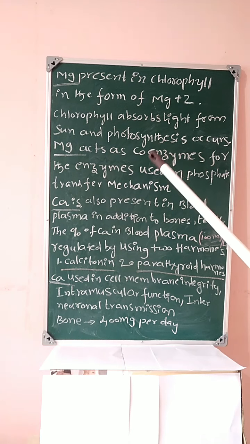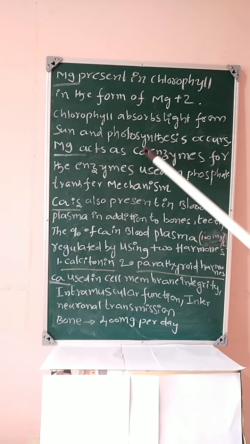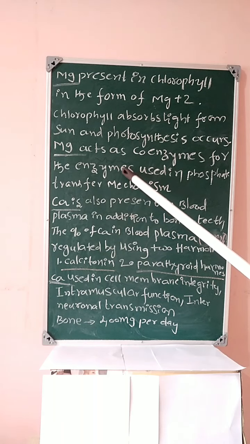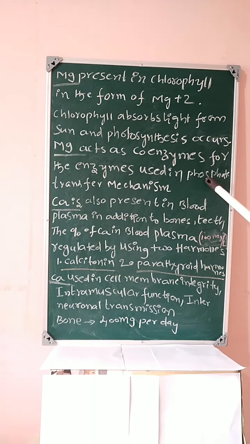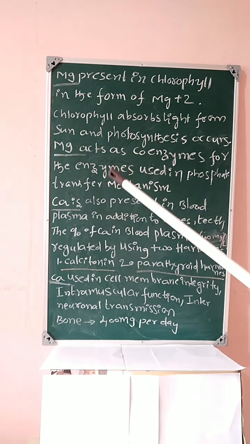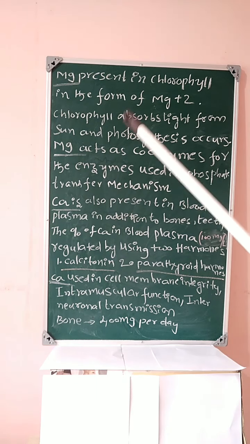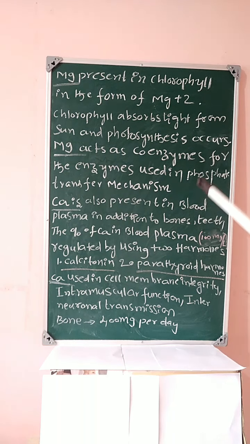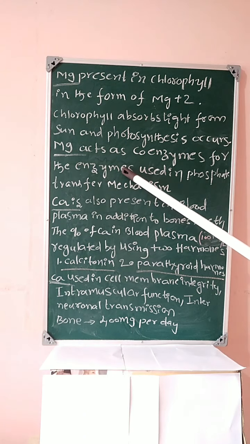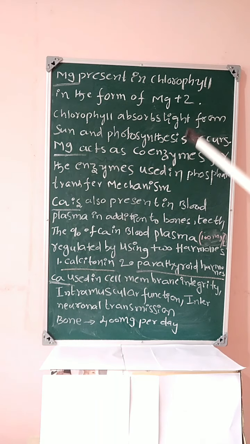The substance which activates the enzyme is known as a coenzyme. The substance which is involved in the mechanism is known as an enzyme. In phosphate transfer mechanisms, enzymes are involved, like ADP to ATP, adenosine diphosphate to adenosine triphosphate. In that mechanism, some enzymes are used. For those enzymes, magnesium can act as a coenzyme, also known as a cofactor or co-catalyst. Different names are there: coenzymes, cofactors, co-catalyst.